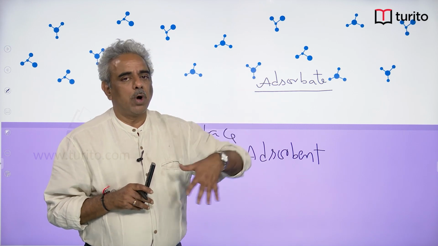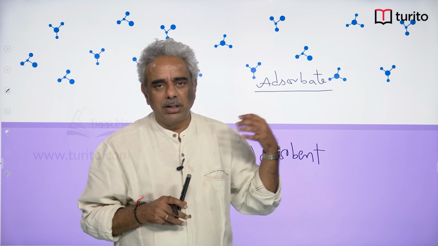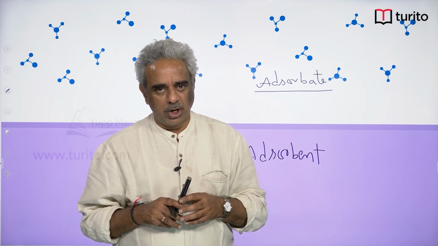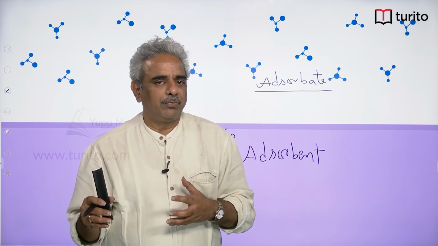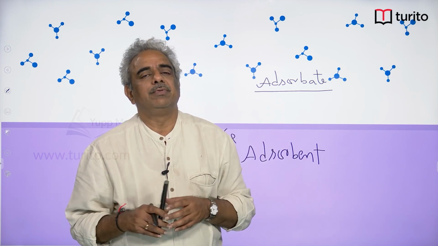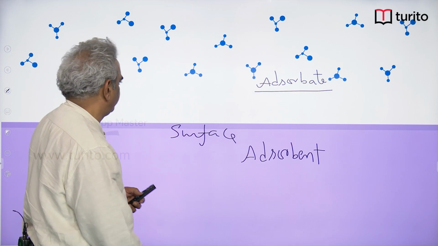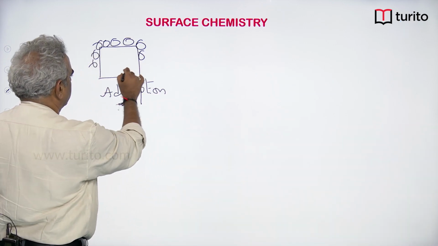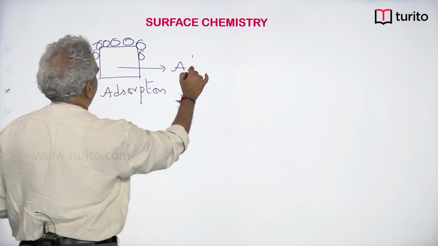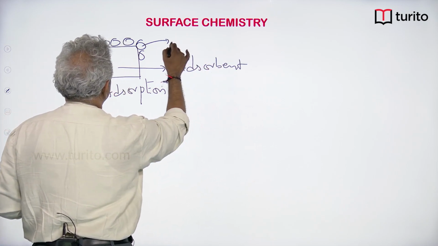Suppose you have painted a wall, you can call the wall adsorbent, you can call the paint adsorbate. Because the wall is providing its surface, paint is occupying the surface. So, you can call it adsorbent and adsorbate. Wall is adsorbent, paint is adsorbate. So, this is adsorption phenomenon, this is adsorbent, this is adsorbate.